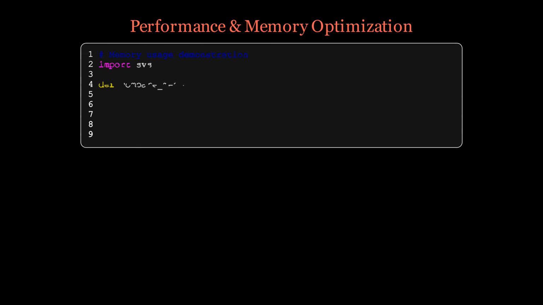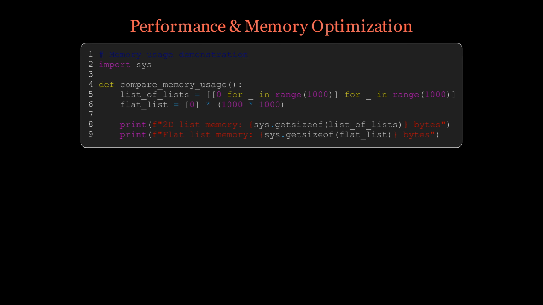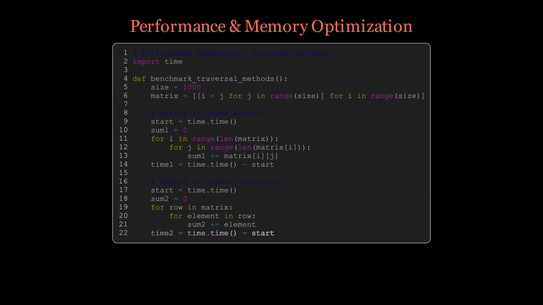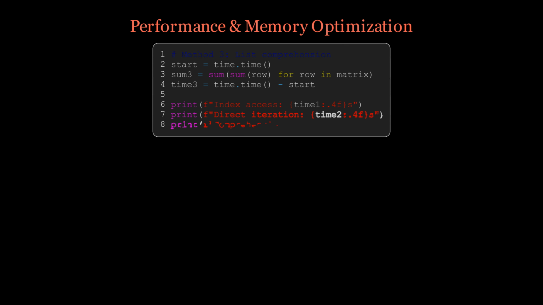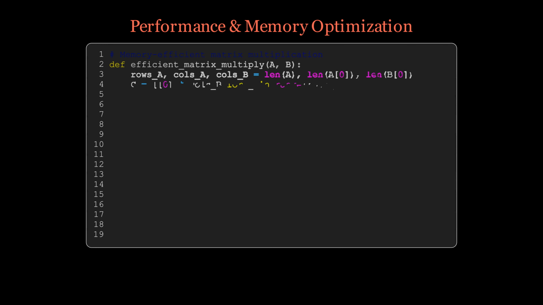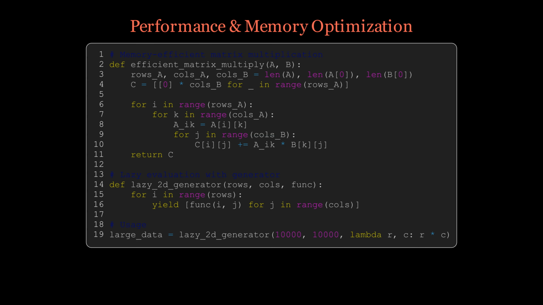Working with large 2D structures requires understanding performance implications and memory optimization techniques. Flat lists are more memory efficient than nested lists. Direct iteration is often faster than index-based access due to lower overhead. List comprehensions are also efficient and concise for aggregations. Use cache-friendly iteration and lazy evaluation via generators to save memory when working with large datasets.